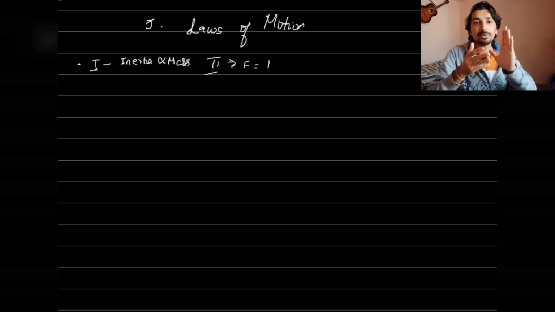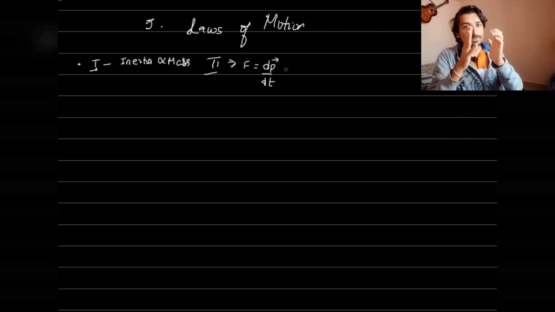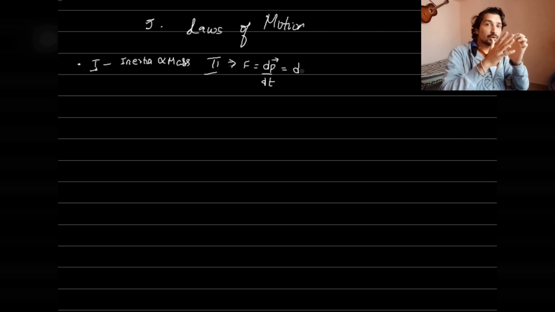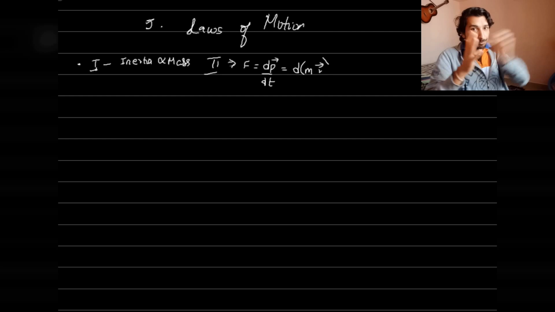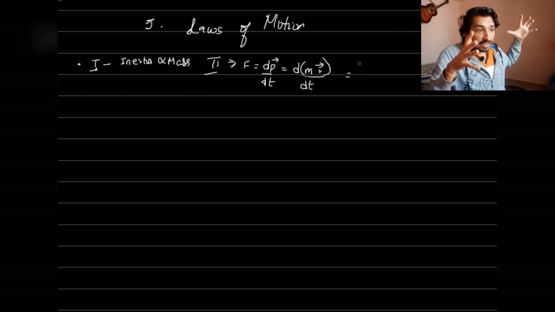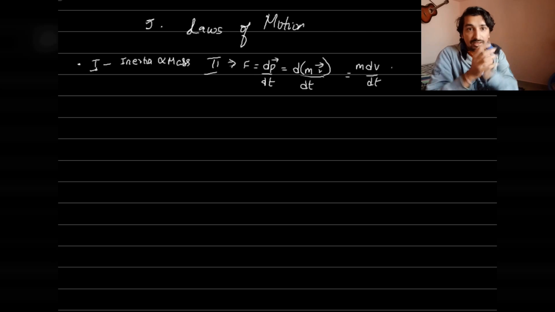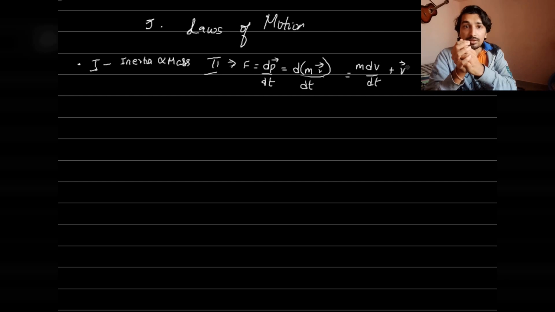What is momentum? Mass into velocity. If an object is traveling towards you very fast with high velocity, when will the force be more? When the high velocity changes very fast. See, it stops very fast, immediately. That means the force is more, right? So a heavy object with high speed changes its speed very fast. That is more force. But if it changes very slowly, the force is less, right?